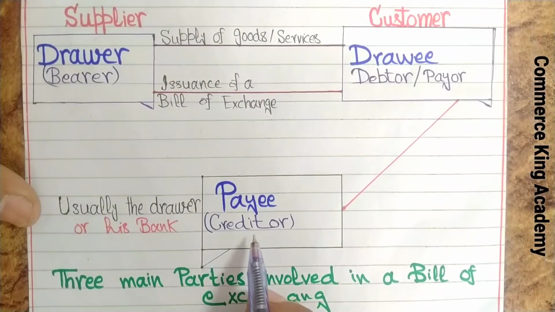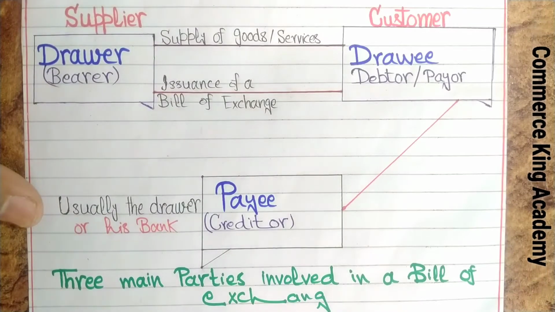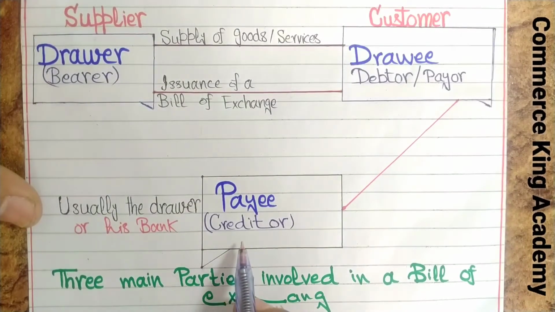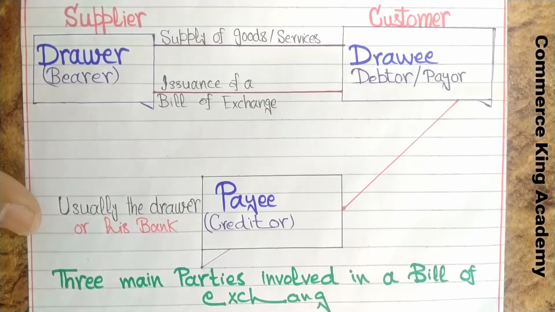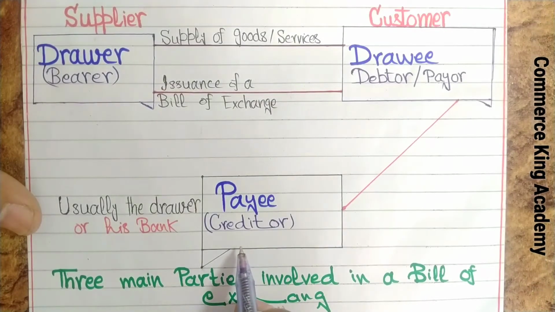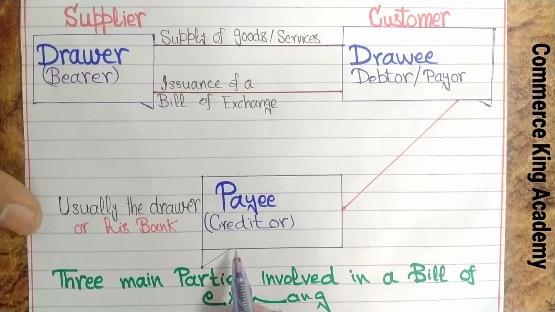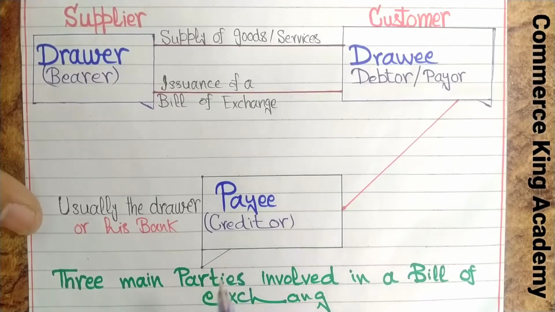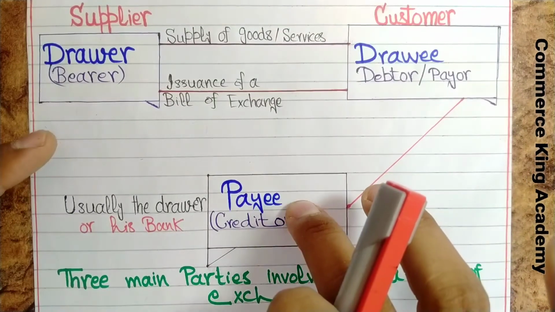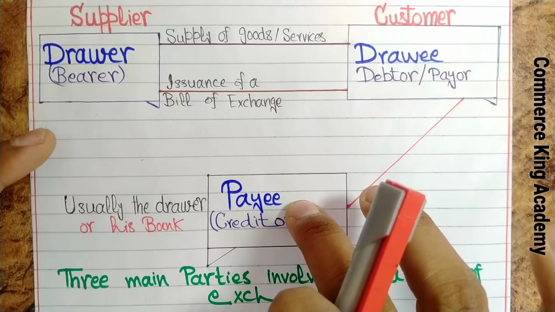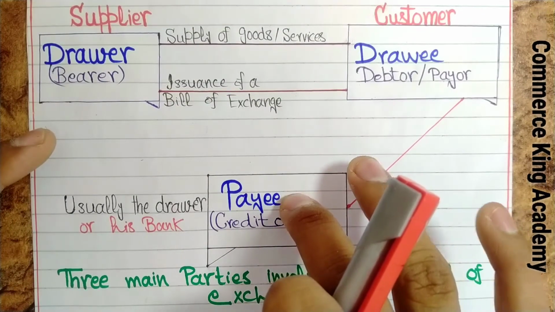Another party would be the bank or any other person who endorses a bill. We will discuss the endorsement of bill of exchange in the next discussion. Simply put, the payee is the party of the bill of exchange who receives the payment. That's it.